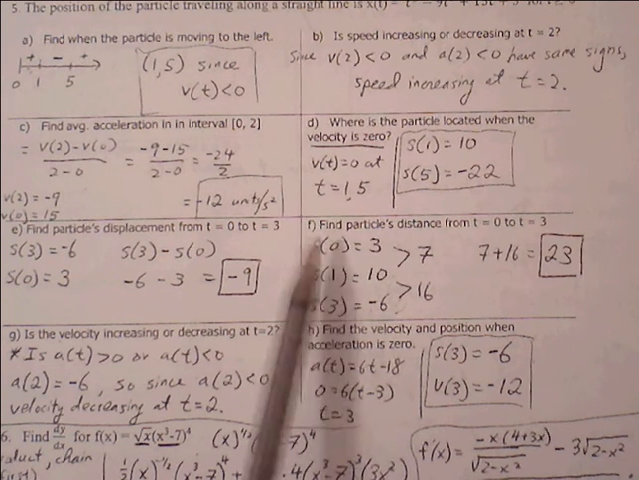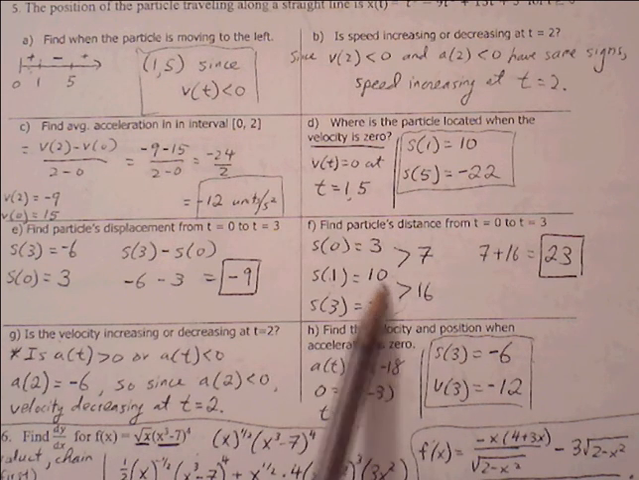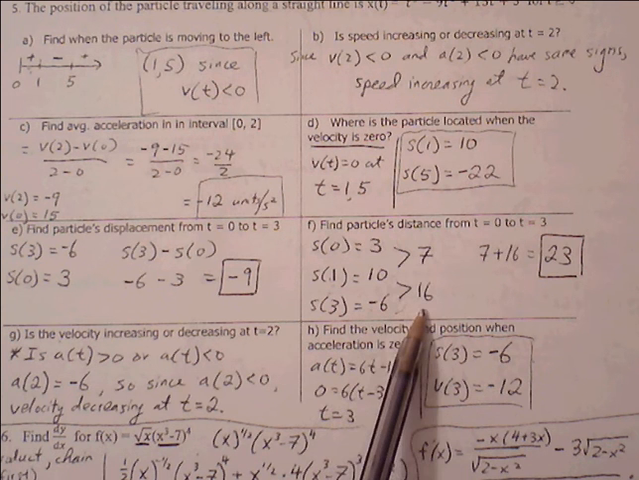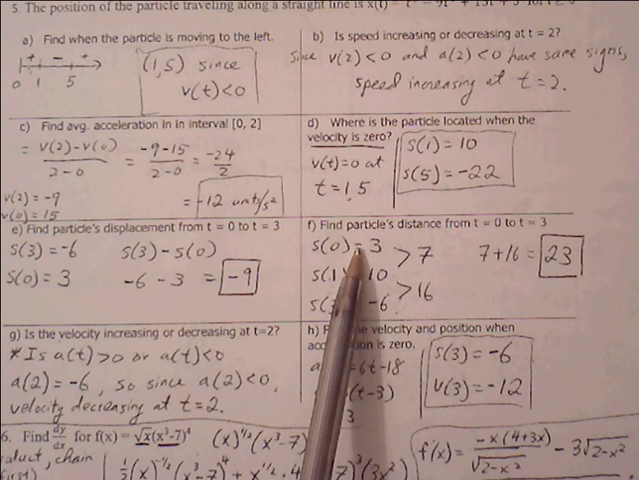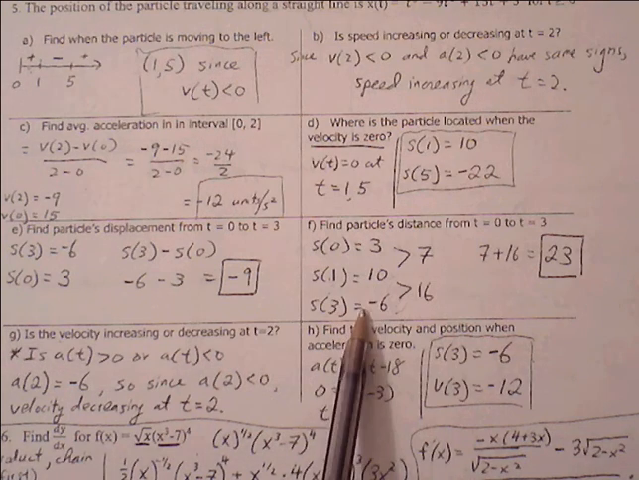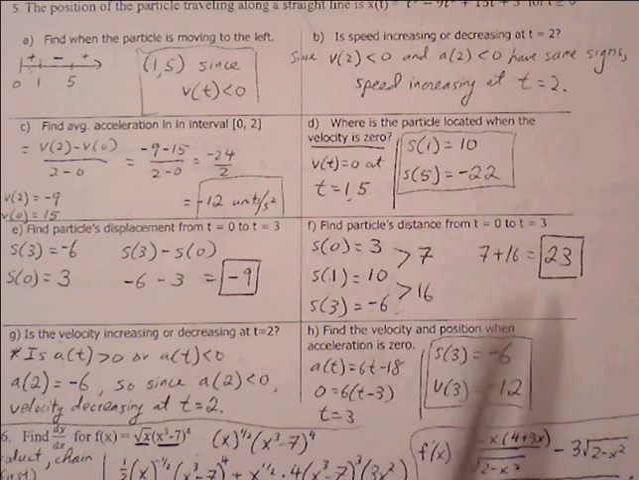Between 3 and 10 has a distance of 7. Between 10 and -6, there's a distance of 16. So the particle travels 7 units here, 16 units here. So 7 plus 16 is 23.